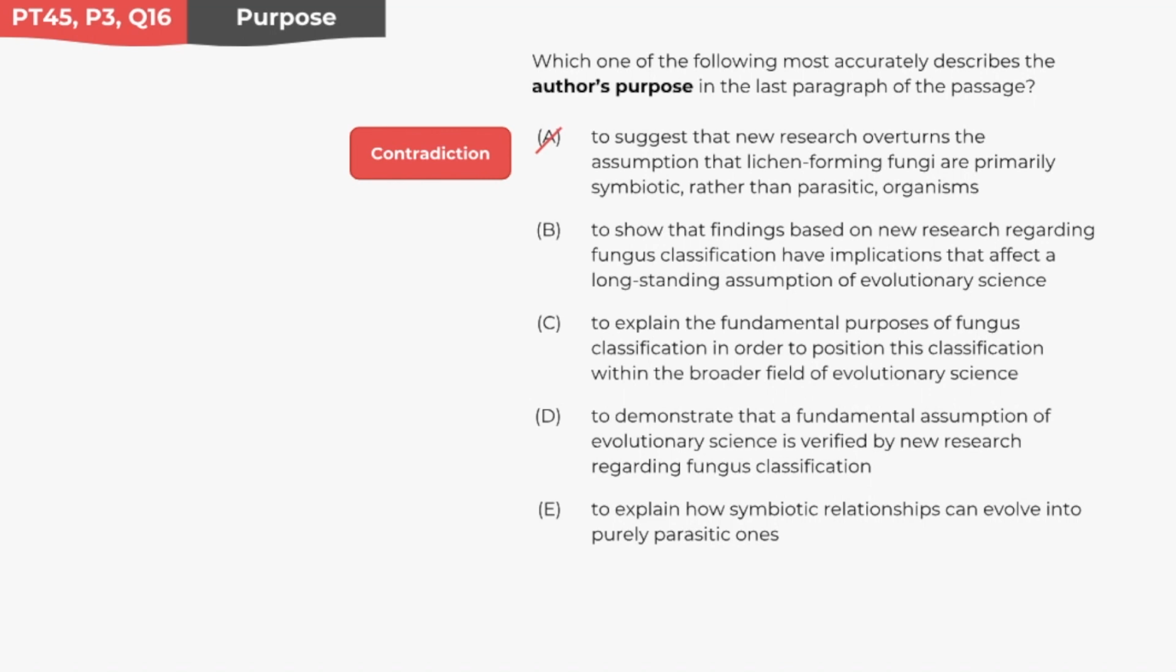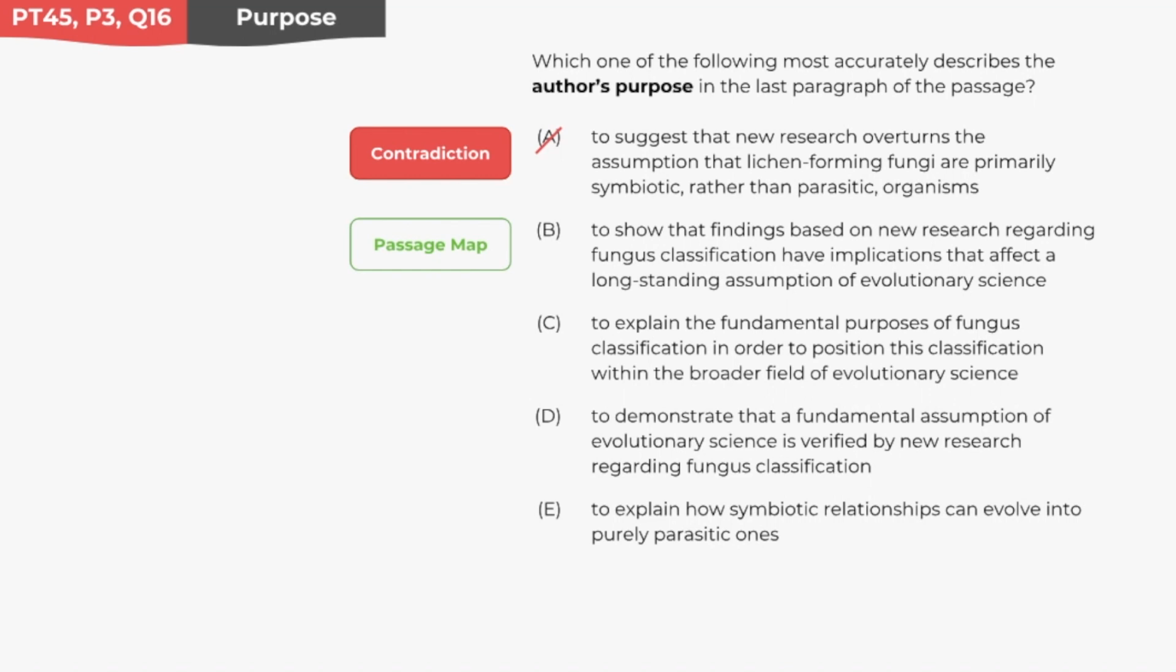It's contradicting the passage. Let's look at answer choice B. To show that findings based on new research regarding fungus classification have implications that affect the long-standing assumption of evolutionary science. Notice that this answer choice doesn't describe that assumption like answer choice A does. Answer choice A names what the assumption is, and that's how it gets itself into trouble. But answer choice B just basically says it overturns a long-standing assumption without saying what that assumption is, and that's actually a good characteristic. By not saying too much, it doesn't go off the rails and get itself into trouble by saying something that isn't necessarily true. So let's hold on to answer choice B.